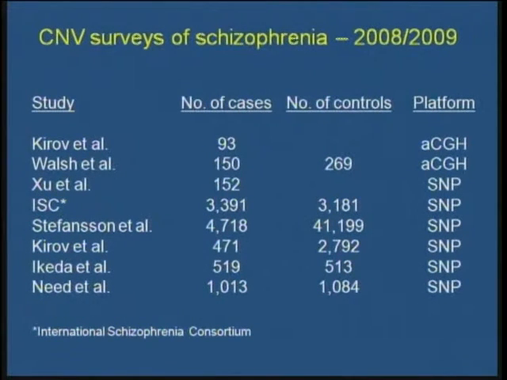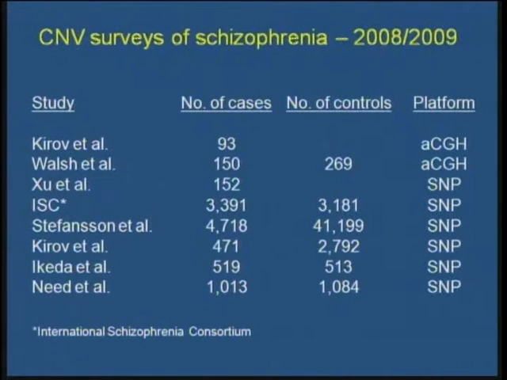This is a summary of the studies involved in schizophrenia CNVs from 2008 and 2009. The first one was by Kirov. It's a study from Wales. They looked at 93 cases with a BAC array CGH platform. We then looked at 150 cases, mainly from Western State Hospital in Lakewood, Washington, and ancestry and age matched controls with no history of mental health problems.